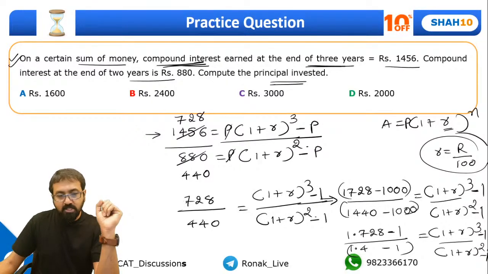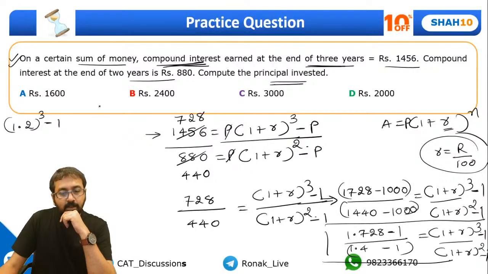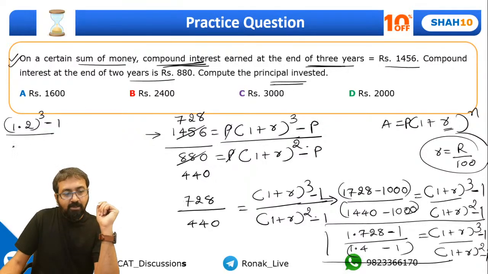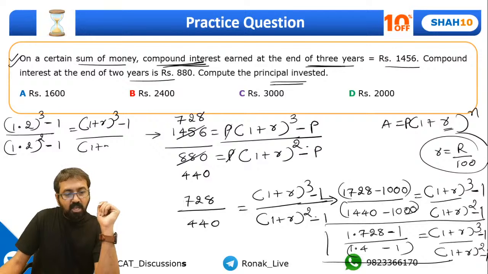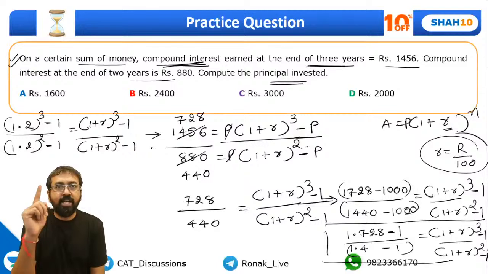So now if you observe, this part, let me just write over here. So this is nothing but 1.2 cube, right? Minus 1, okay? 1.2 cube minus 1 divided by 1.2 square minus 1 is equal to 1 plus r cube minus 1 upon 1 plus r whole square minus 1. Is this step making sense to everyone? Everyone, are you getting what I am doing? Are you all with me?